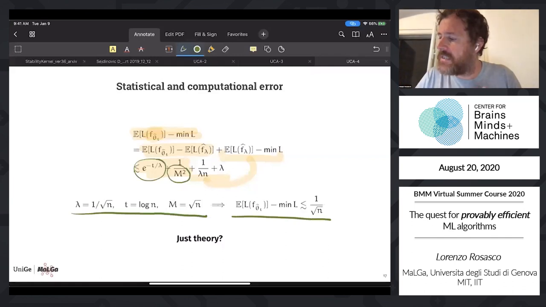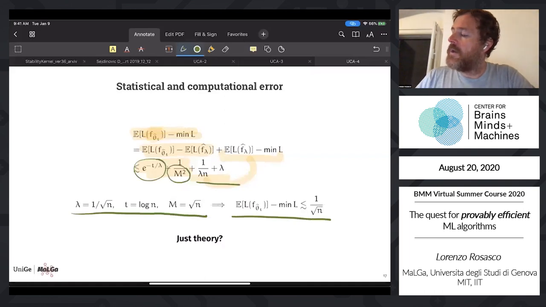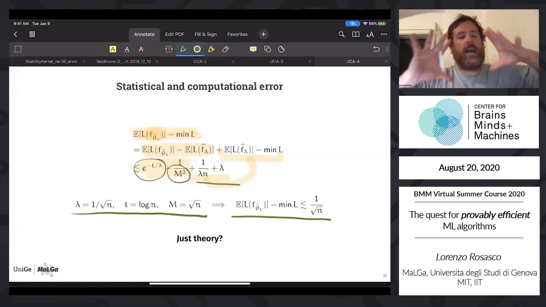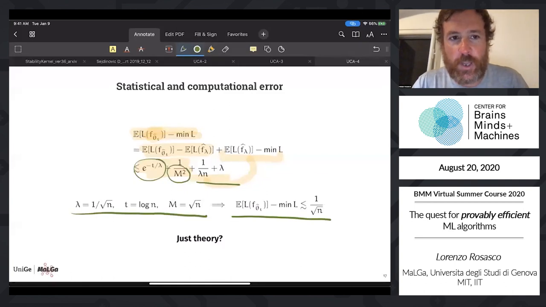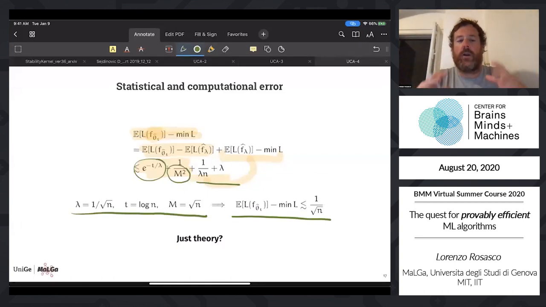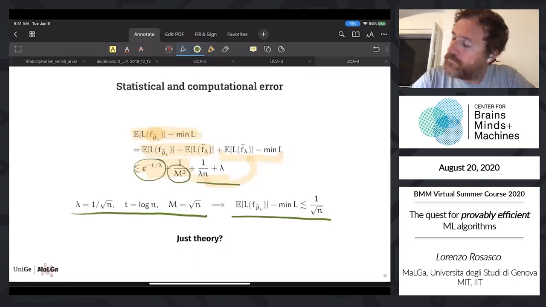Again, remember that this is just a reference bound, okay? So this is an example of, I'm glossing over a lot of details, okay? But I just want to show you a case where you can ask the question about what is the interplay between optimization and statistics, and you can try to devise precise bounds that give you somewhat an indication of what is the interplay, okay?